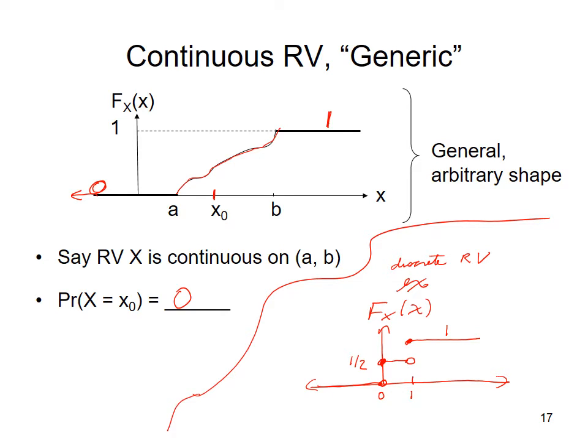Now for this random variable, if we ask what's the probability that x equals 1, it's going to be the size of this jump. And the size of this jump is 1/2. So that's the probability that x takes value 1: the size of the jump in the cumulative distribution function.